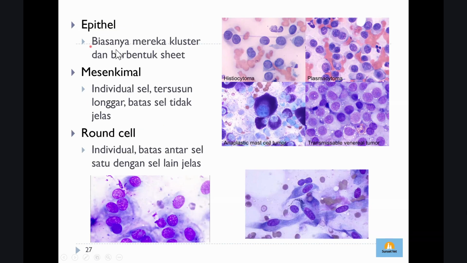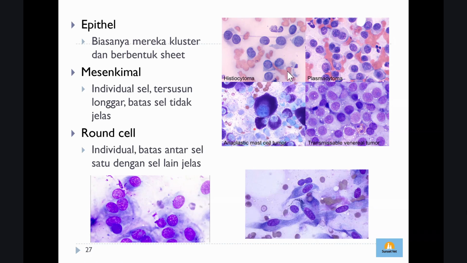Okay, for epithels, usually they are in clusters and they make a shared margin. And the mesenchymal usually are individual and the margin of the cell is not clear. So you can see it's typically wispy. Here, this is the nucleus, and you can see the cytoplasm is more eclipsed like this one, and then they have the tail. And the round cells, as you can see, they must be round, round. You can imagine between one cell and another, they do not attach to each other.